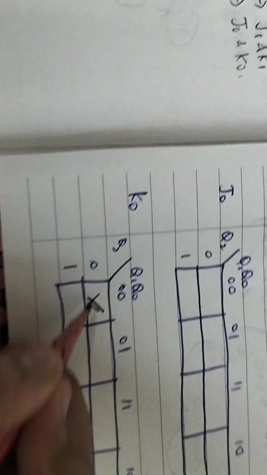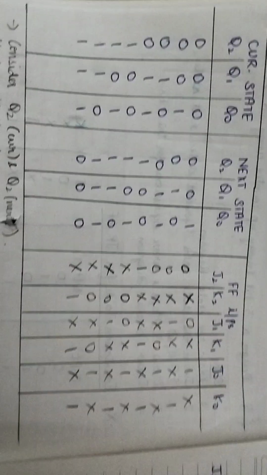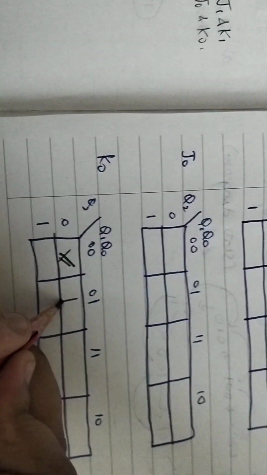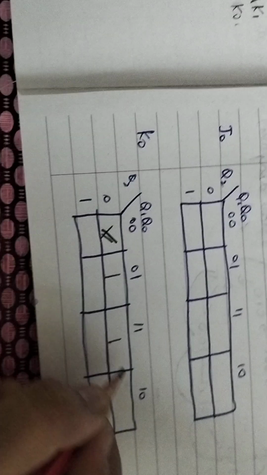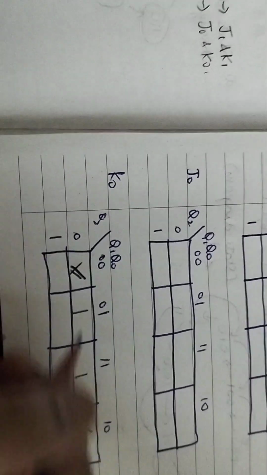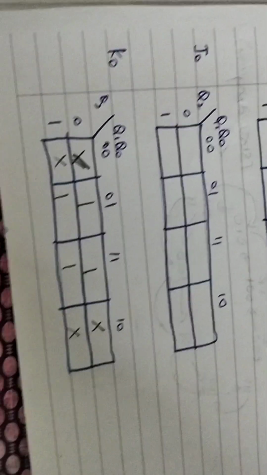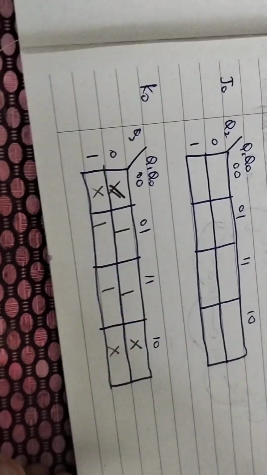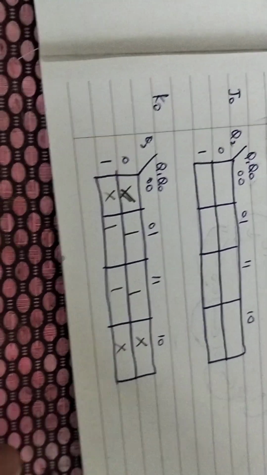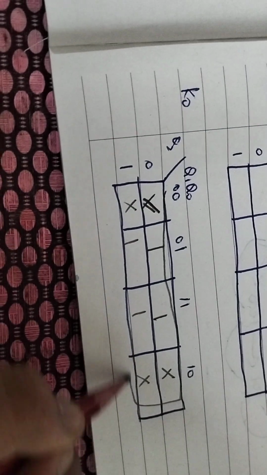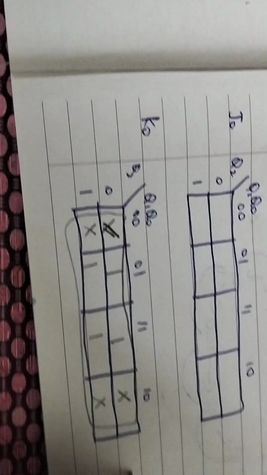Sorry, I'll make that right. 0, 0, 1 is a 1. So 1. And similarly, you look at the state table. You fill the values. This is what we get. Now the next step in a K map is to group together the ones and don't cares in as large a group as possible. Here, since everything is together, you group them in one thing.